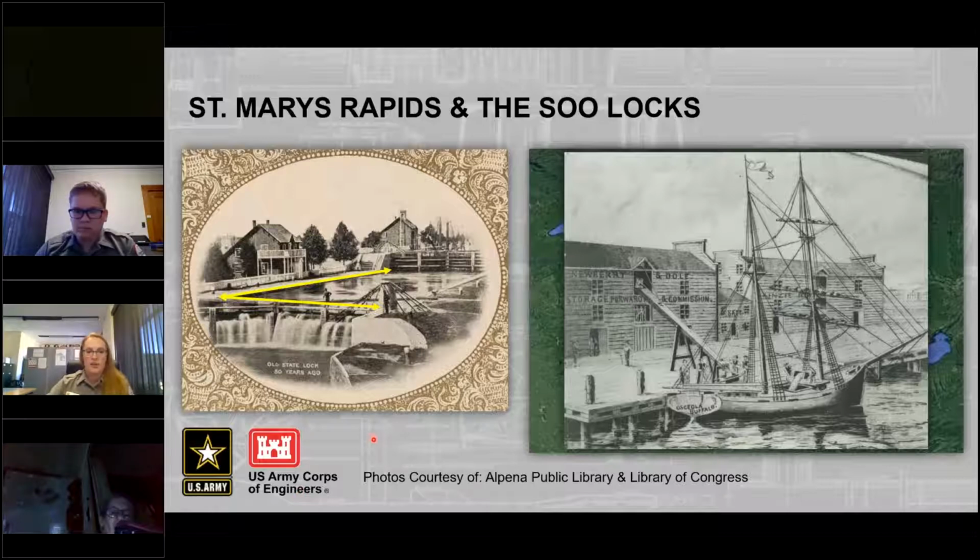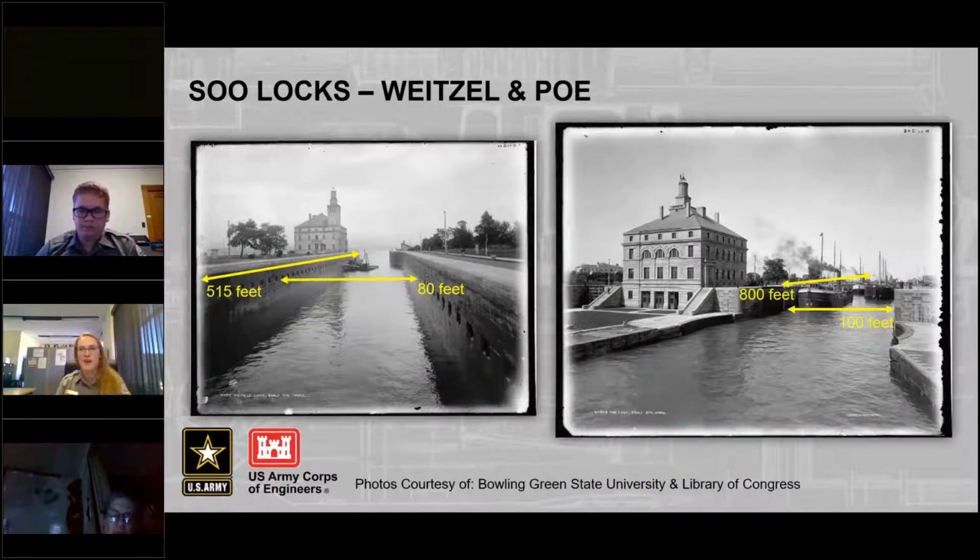With an increase in shipping traffic and ship sizes still increasing due to steel hulls and their operational environment, these locks would have to be replaced, but the state of Michigan did not have the funding at this time to maintain these locks or build bigger ones. So in the 1870s, the state of Michigan passed legislation to turn the locks over to the federal government, which is where we come in.